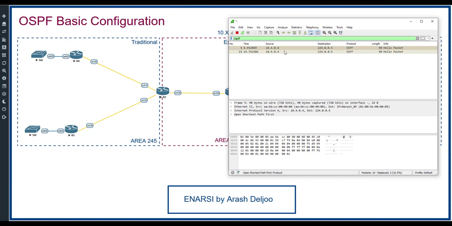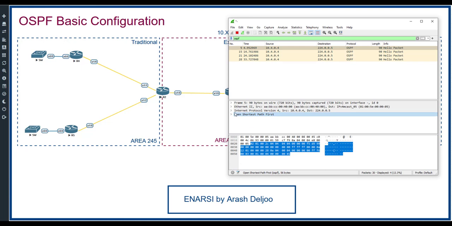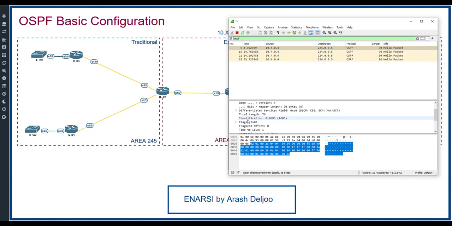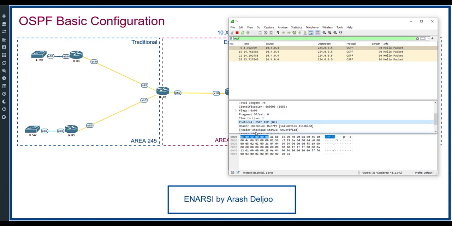As you can see, we are sending these hellos at 10-second intervals: 4, 14, 24, 34, 44, and so on. Okay, let me stop sending hellos. Here, as you can see, we are sending OSPF hellos. OSPF sends directly over IP with the protocol number 89. Here you can see the OSPF protocol number is 89, while the EIGRP protocol number is 88.